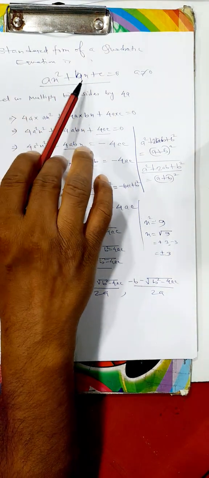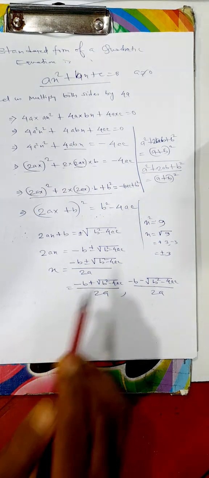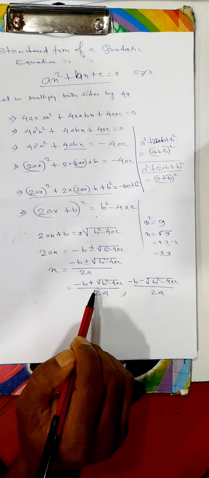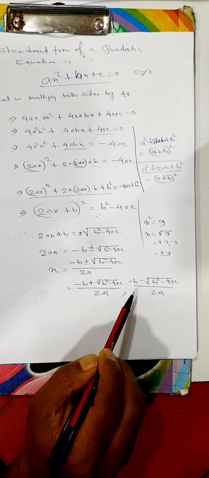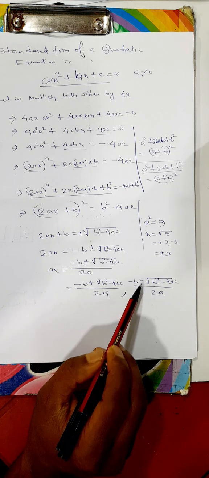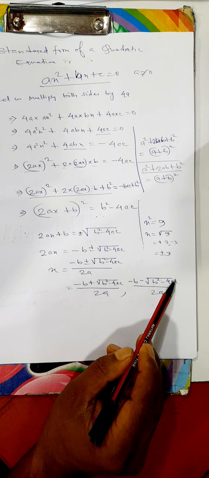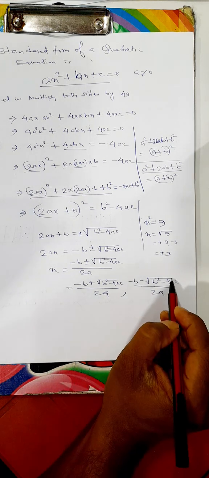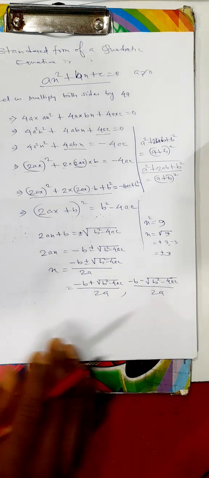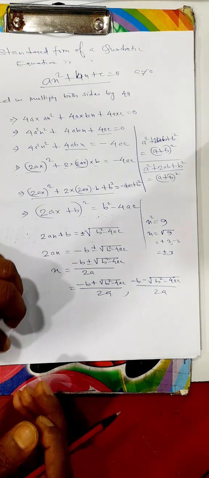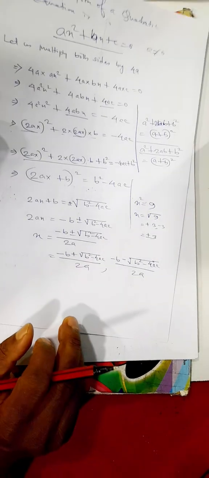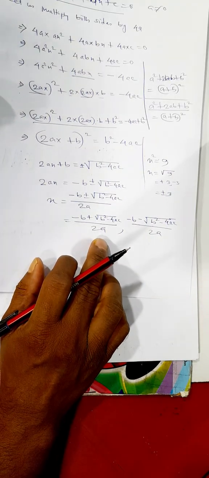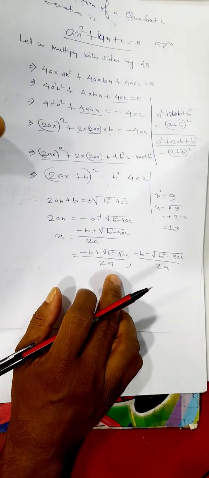Ax square plus bx plus c equal to 0. The roots will be minus b plus square root of b square minus 4ac divided by twice a, and another root is minus b minus square root of b square minus 4ac divided by twice a. So if you are given a quadratic equation, you can find the roots by using this formula. You have to remember this by heart.